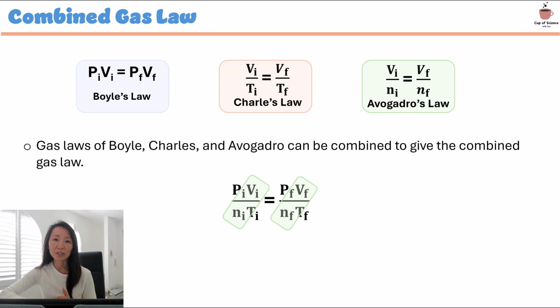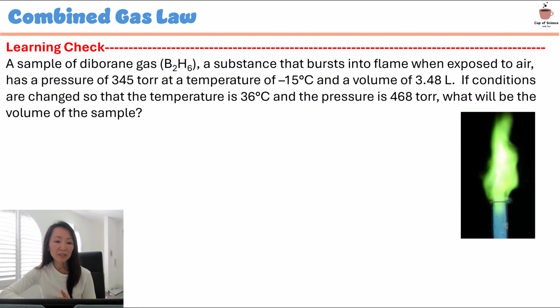Let's do a learning check. A sample of diborane gas, B2H6, a substance that bursts into flame when exposed to air, and that's what's happening over here on the right, has a pressure of 345 torr. I like to start off with just organizing everything on the side over here with pressure, temperature, volume, and moles, whatever information they give you as I read. So let me go ahead and do that.